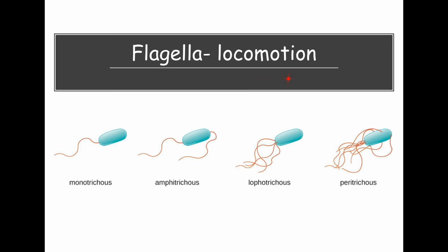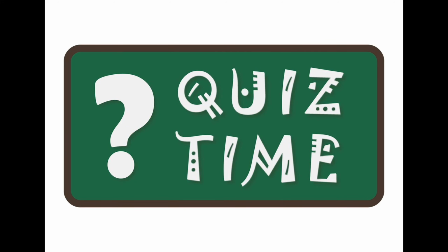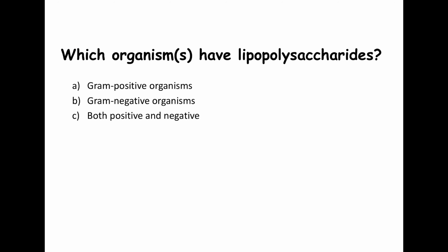Okay, so let's go ahead and take a look and see what you recall from the lecture about the basic structure of bacteria. All right, first question. Which organisms have lipopolysaccharide? And just in case you're not remembering what that big word means, it's also known as LPS. So which one? Gram-positive, negative, or both? Hopefully you picked gram-negative organisms. Remember, I said the gram-negative has the LPS.